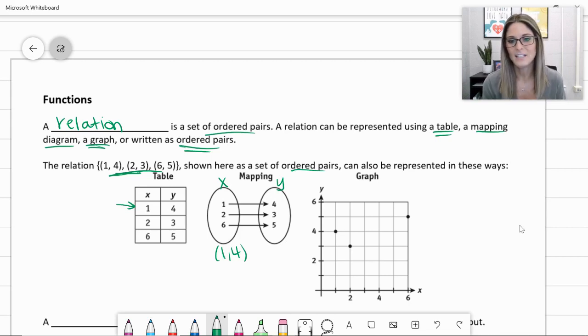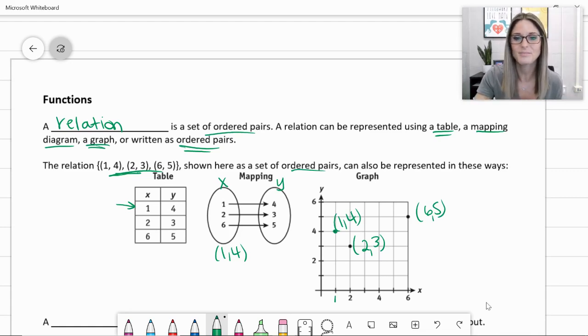And the last one is a graph. This is (1, 4). There's (1, 4) on our graph. Here is (2, 3), and back here is (6, 5). So just different ways we can show ordered pairs, which is also called a relation.